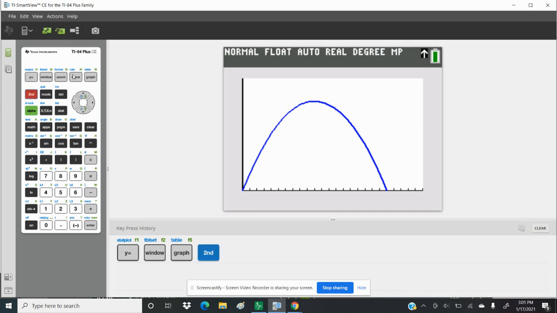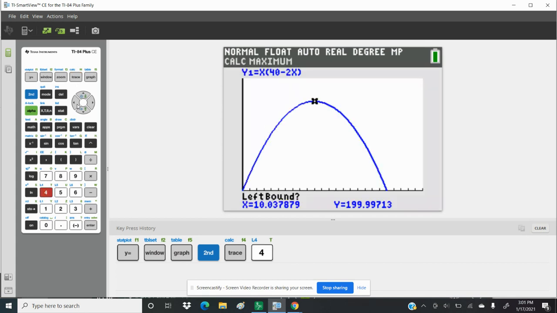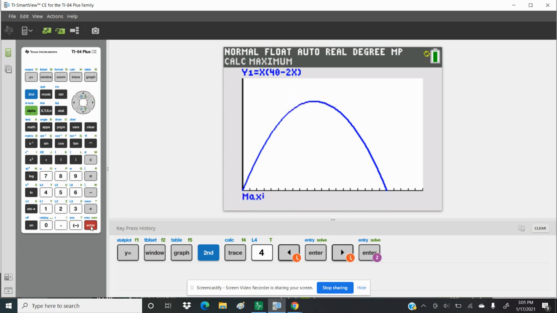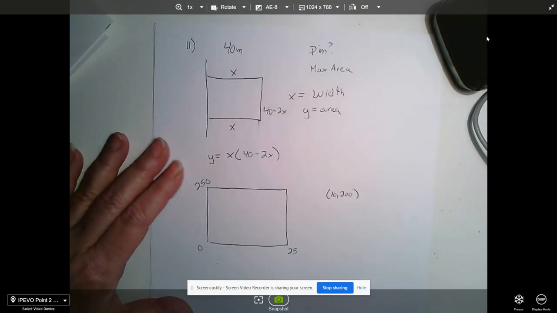So you're going to go to second trace. You want to find the maximum, so you're going to go to number 4. You're going to go to the left and hit enter. You're going to go to the right and hit enter and hit enter again. And you get that your vertex is at (10, 200). And don't forget now that if you use your calculator to solve the problem, you must draw your window.